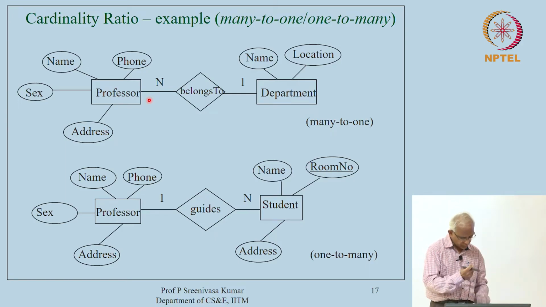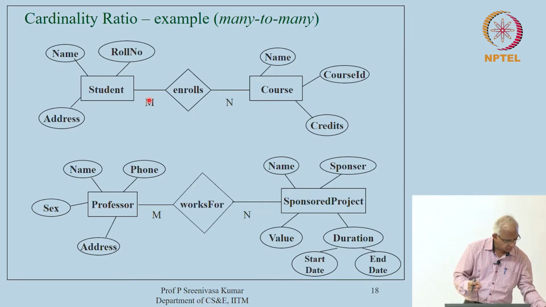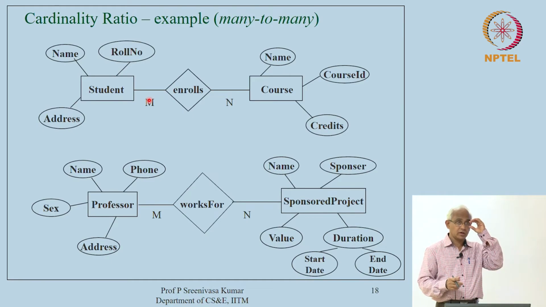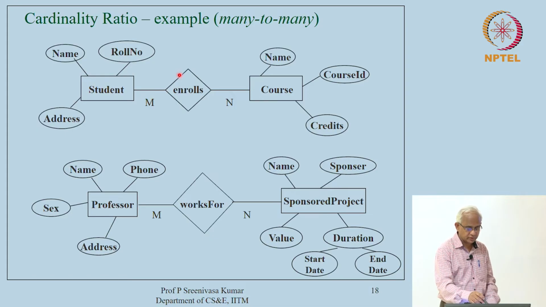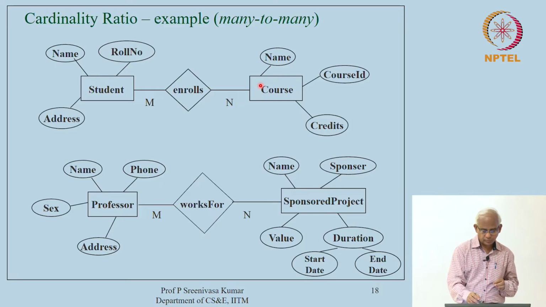Now, we also have some examples of many to many relationships. If you look at this enrollment relationship between students and courses, it is a very natural many to many relationship. A student enrolls in a semester for a typical number of courses. The student is associated with many courses, and a course has many students enrolled for it.